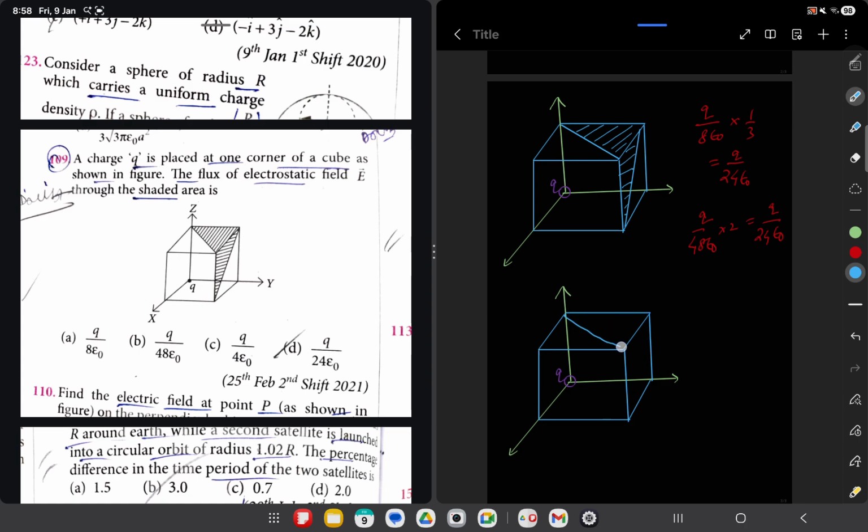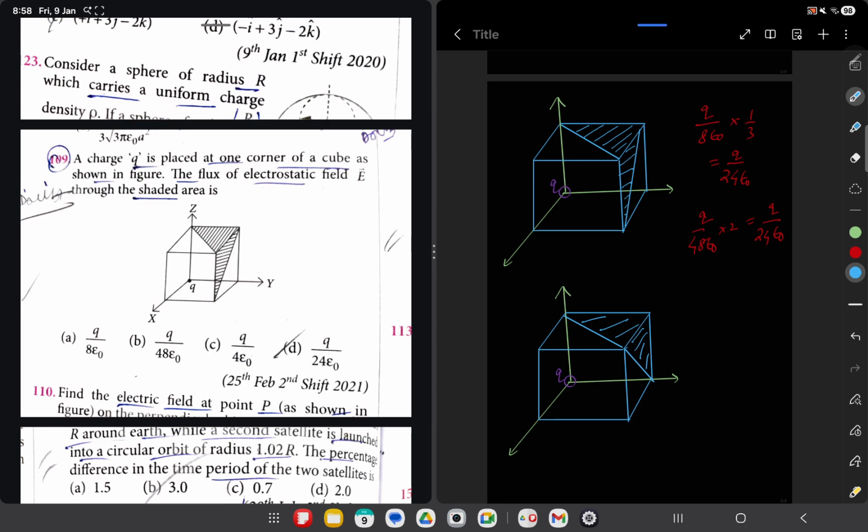So the actual question would have been asked like this. This would be the symmetrical surface. So if the question had been asked to find out the flux through this one, then the answer would have been Q by 24 epsilon naught. But in this case, NTA has given this as the answer, and they have assumed that the flux through these two is symmetric. So that's why you are getting the answer Q by 24 epsilon naught.